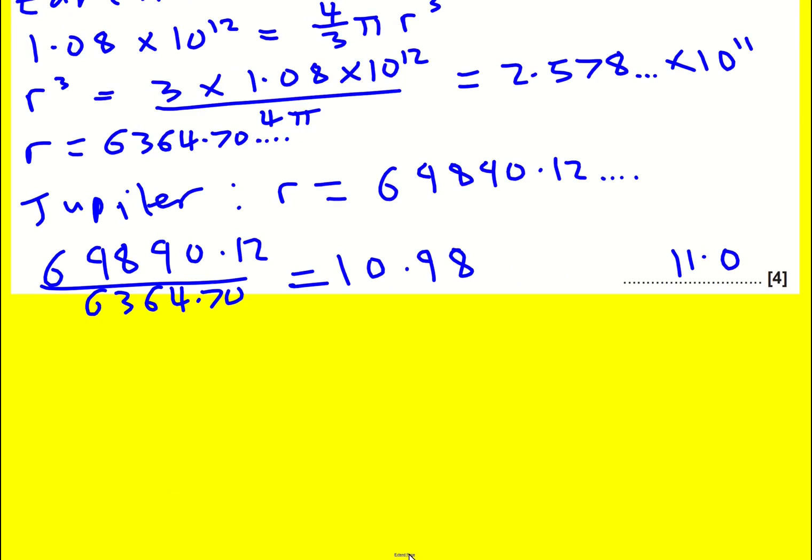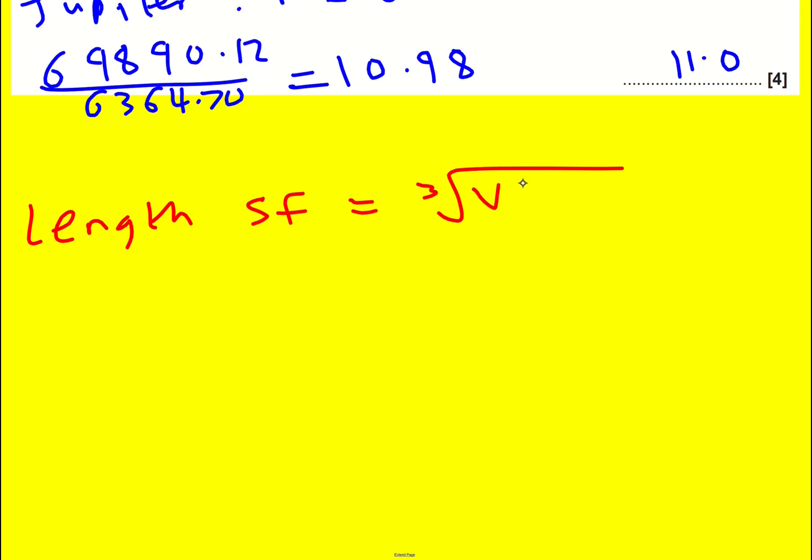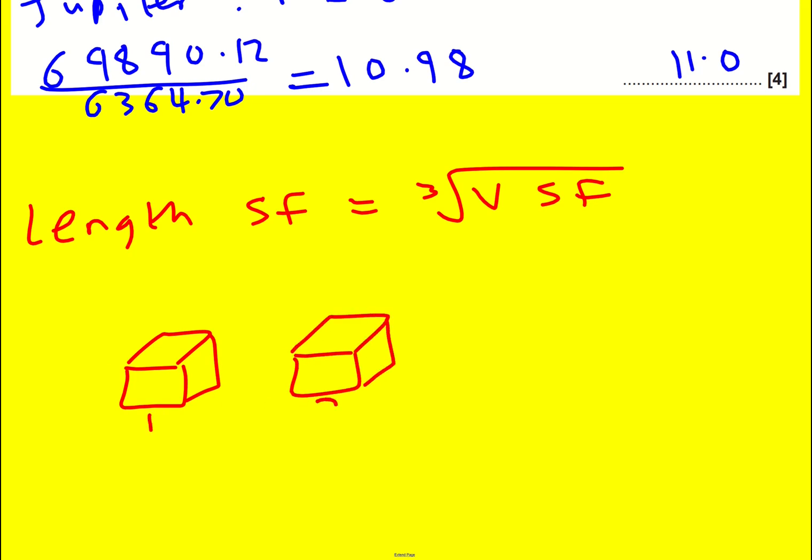and this relies on using the length scale factor. So the length scale factor is actually equal to the cube root of the volume scale factor. For example, where am I going with this? I'm saying if you had a cube and it had sides 1 and this has sides 2, well, the length scale factor is 2. But actually, if you work out the volume of this cube is 1 times 1 times 1, it's 1. And the volume of this cube is 2 times 2 times 2, it's 8.